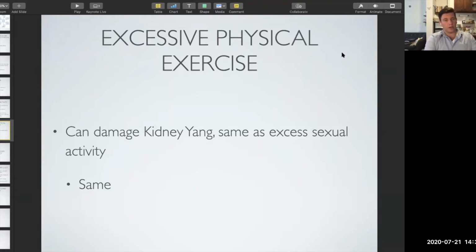Someone who's been an ultra marathon runner for 20 years is going to have a different exercise tolerance than someone who's lived on the couch for the past 20 years and has no kidney yang left. So it's dependent on the person. If you begin getting low back pain, kidney type low back and knee pain, that might be a sign. I would go back to the kidney slides and look at what kidney yang deficiency looks like. If you begin getting those symptoms, it's probably too much exercise.